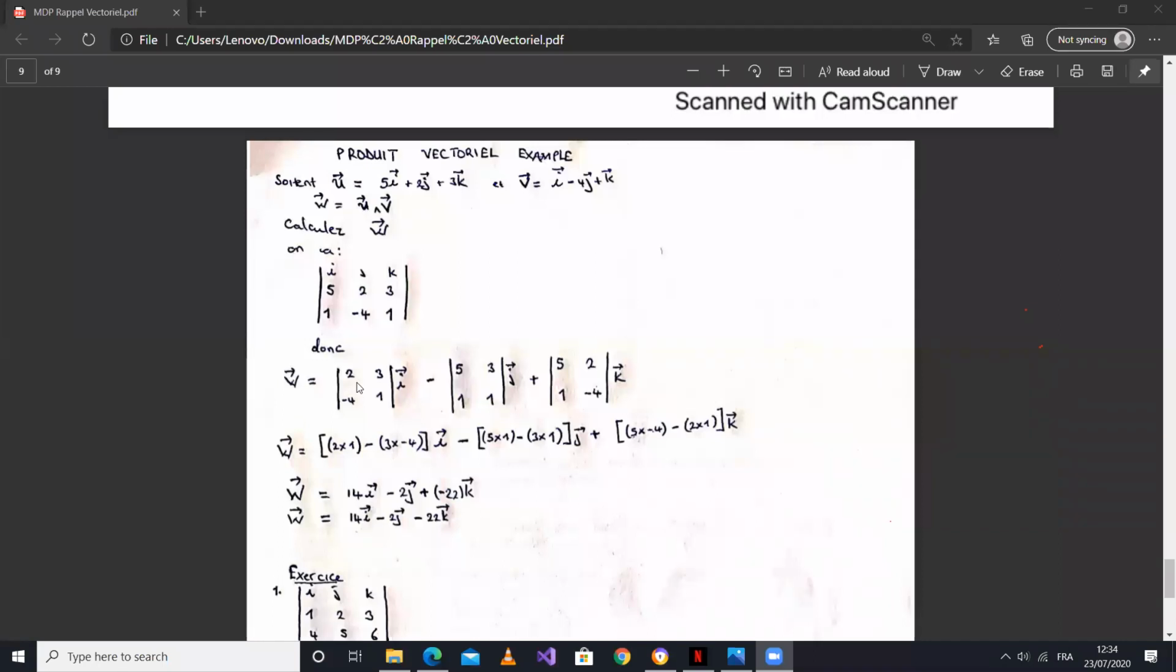Now from here, it's easy to calculate the determinant of these 2 by 2 matrices because it's just major diagonal minus minor diagonal. So the determinant of this matrix here is going to be the major diagonal, which is 2 and 1. So it's going to be 2 times 1 minus the minor diagonal, which is minus 4 and 3. So we'll have 2 times 1 is 2 minus 3 times minus 4, that's minus 12.